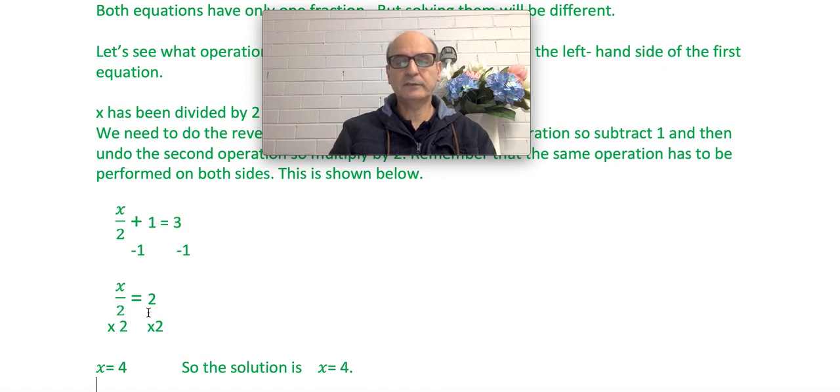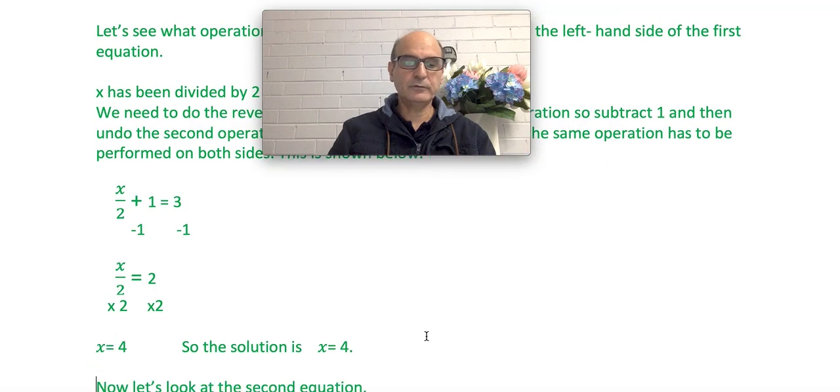But you got to do the same with the other side. So 2 times 2 is 4, and now x has been divided by 2 and you're timesing it by 2. So you get rid of division because you times by 2. Now you got only x. So x = 4 is your solution.